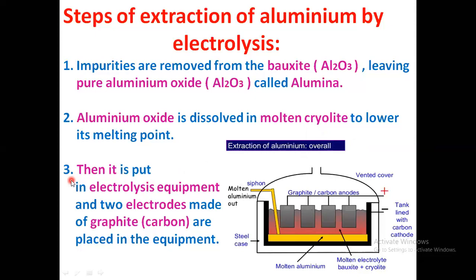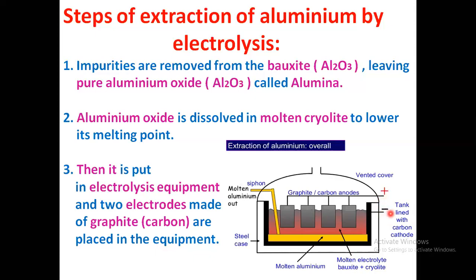Then in the third step, the aluminium oxide, which we have now dissolved in molten cryolite, is put in electrolysis equipment, which you see over here in this slide. This electrolysis equipment contains two electrodes made of graphite. Graphite means carbon. Clear? One electrode is the positive electrode and the second electrode is the negative electrode. Clear? The positive electrode is called the anode and the negative electrode is called the cathode.